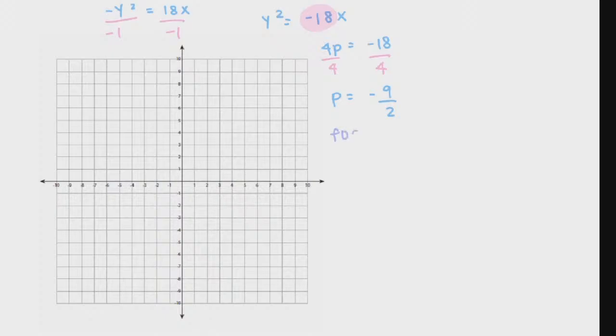So for the focus, that means it's going to be (negative 9 over 2, 0). This is going to open to the left because y is squared, and p is negative. Okay, and the directrix is going to be at x equals 9 over 2. And the axis of symmetry is at y equals 0.